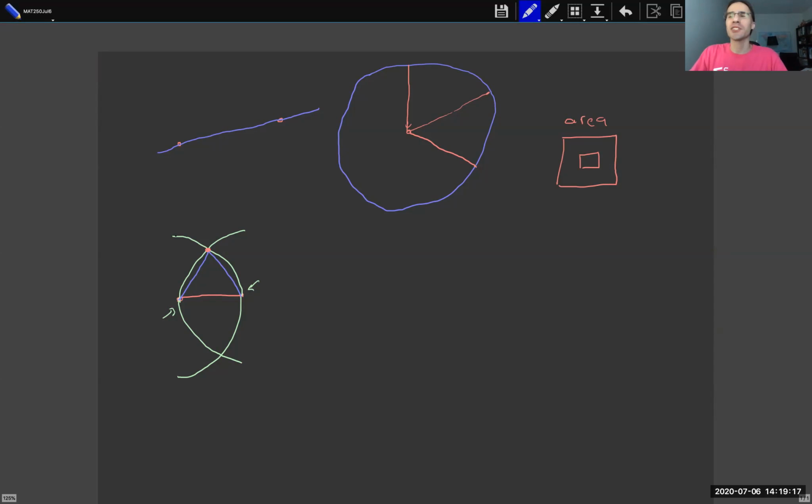So that's where the theory starts. Now, you can say a lot of interesting things about this argument. For example, how do you know that this intersection point exists?